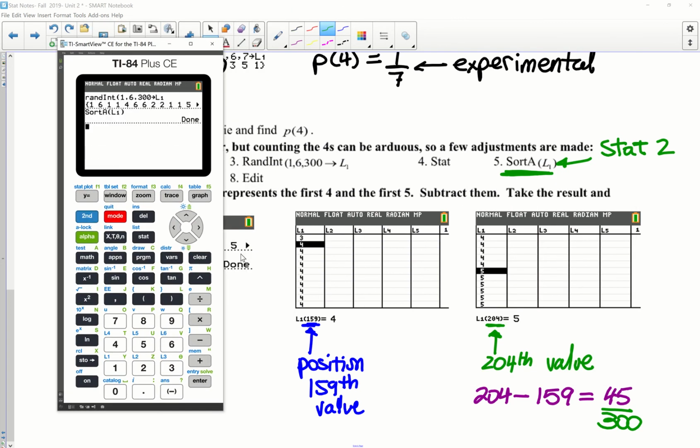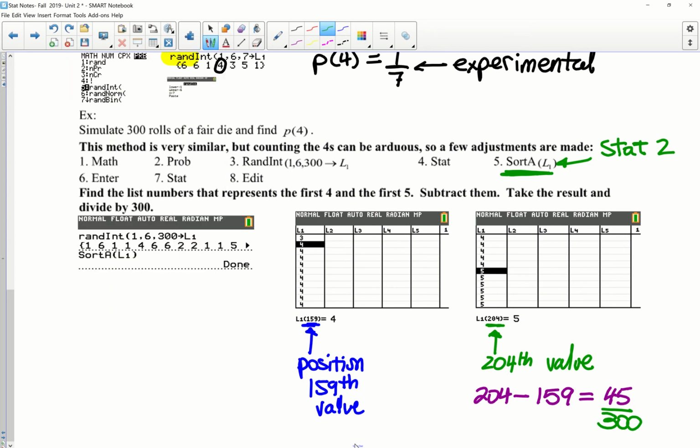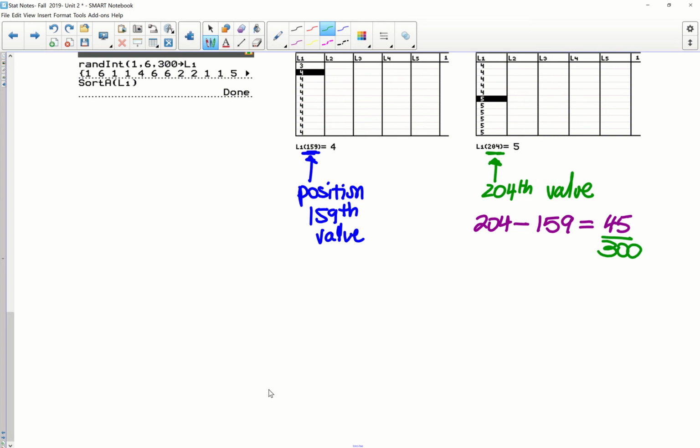I mean, we've gotten the answer, but I'd like to know what that looks like. About 0.15. Well, it's exactly 0.15. But how does that compare with the true probability, I wonder? So 0.15 is the probability of getting a 4 using an experimental approach. So abbreviate experimental EXP if you want. You can write it out.